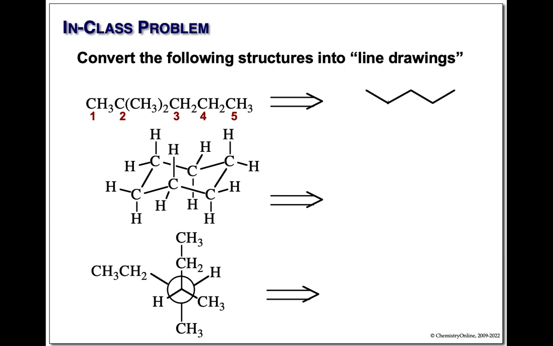Now, you look at your carbon chain and see if you have any branches. Well, we do. We have 2 methyl groups attached to carbon number 2. Carbon number 2 is here. Remember, a methyl group is going to be a truncated line. So we simply draw it like this. That's 1, and that's 2. And that is our line drawing.